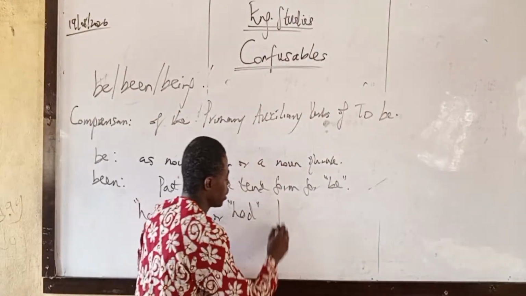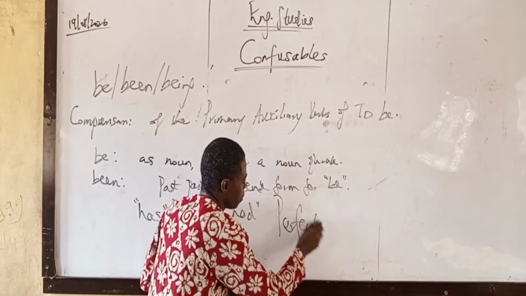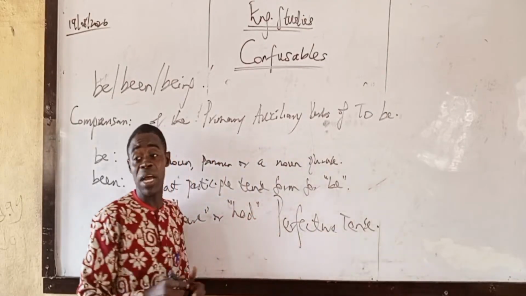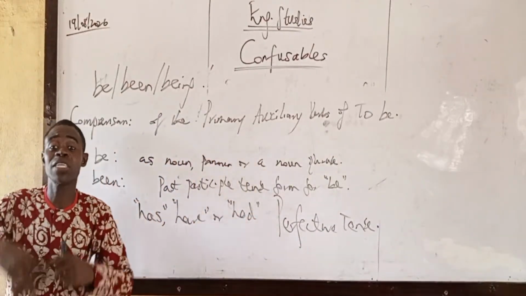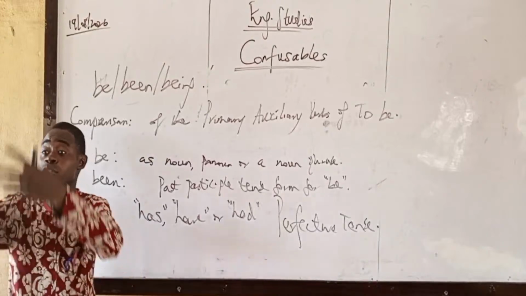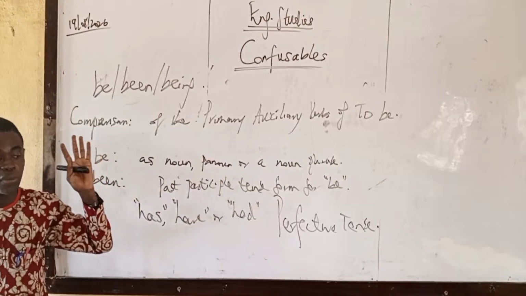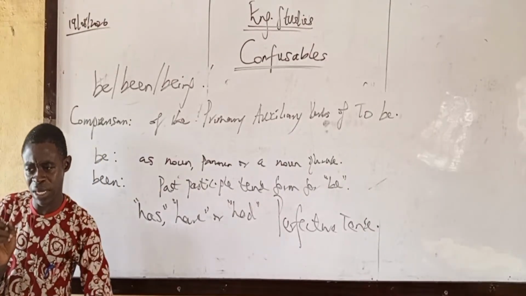A perfective tense. Perfective tense. What are perfective tenses? Your present perfect tense, your past perfect tense, present perfect continuous tense, present perfect future tense. Full stop.